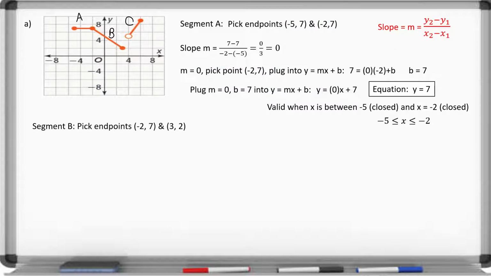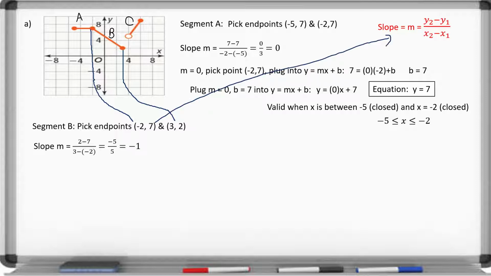All right, so now for segment B, we're gonna pick these two endpoints here and here, which are the negative 2, 7, and then the 3, 2. So if we do that and plug it into the slope formula, we get negative 1.